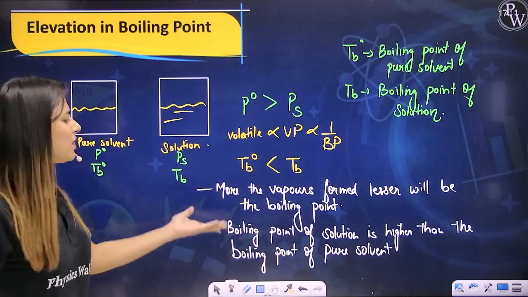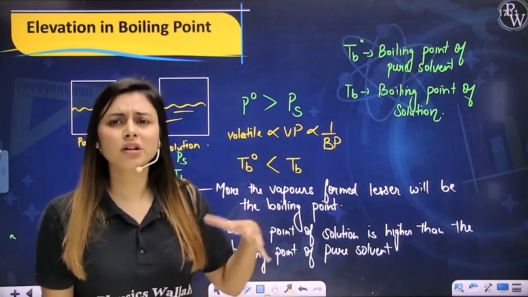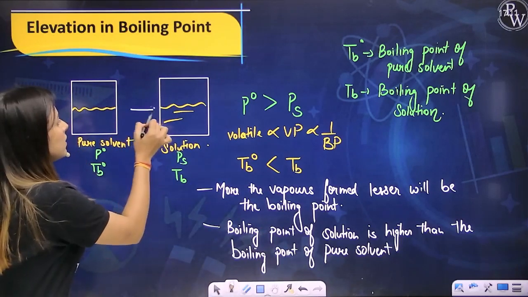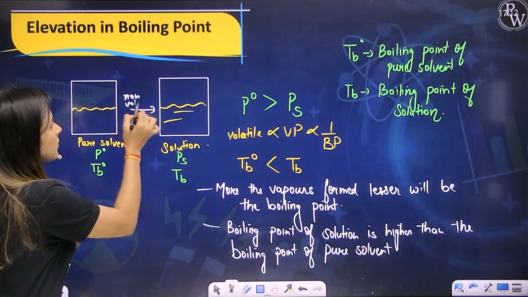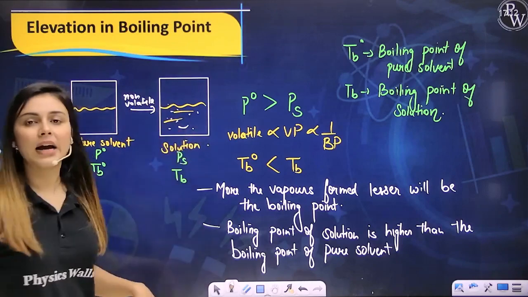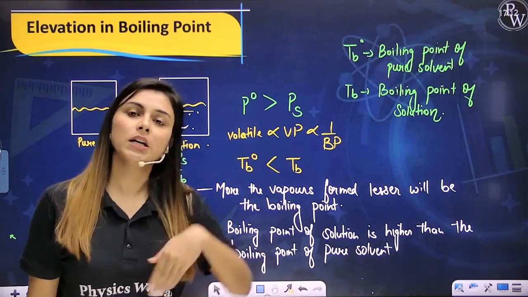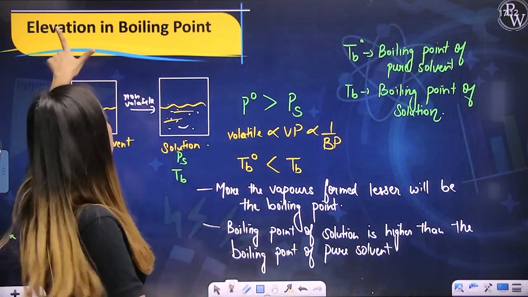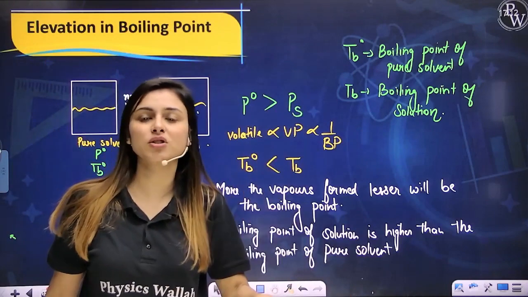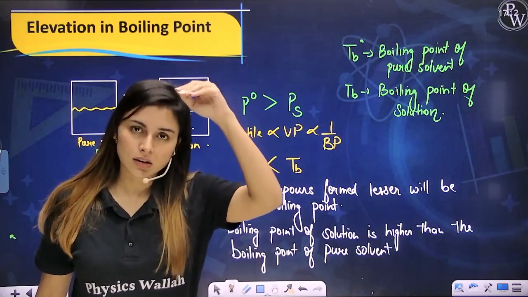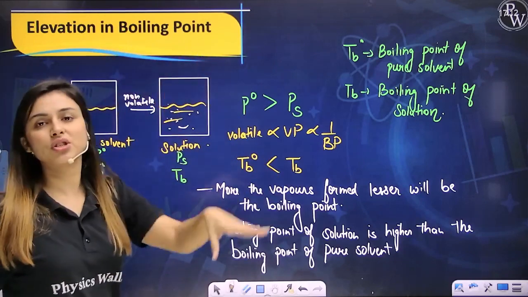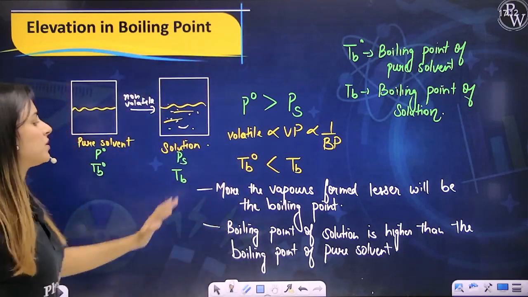That is the reason. First, you had some boiling point TB naught. Then you added a non-volatile solute to it, and what happened? The boiling point rose, and that is the reason we say it is elevation in boiling point. Initially, the vapor pressure of the solution decreased, so that was lowering of vapor pressure. Since here the boiling point is increased, we say elevation in boiling point. I hope this is clear.